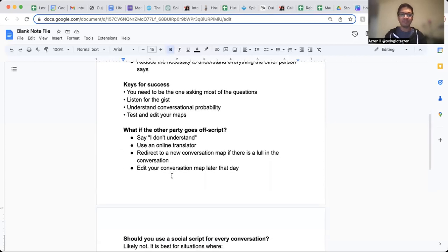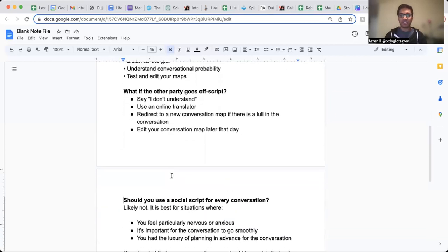Okay. A few more things before I actually show you a conversation map, before I actually build one out with you and we go deeper into that. There are a few more things. A conversation map is going to help you prepare for a conversation that you're going to have so that basically no matter what the other person says, you're going to be able to reply seamlessly.